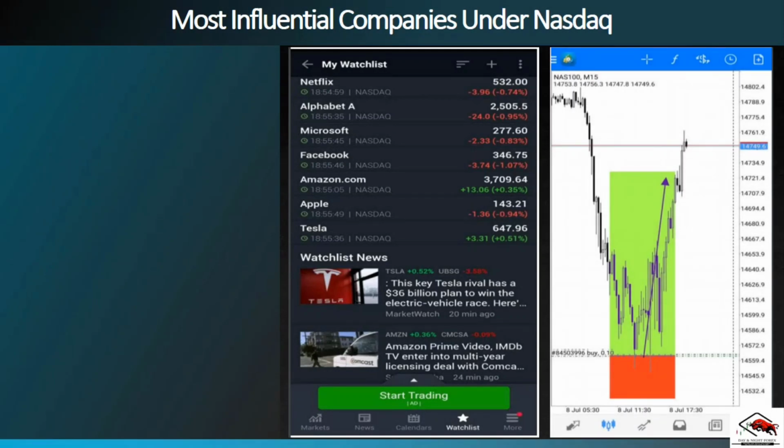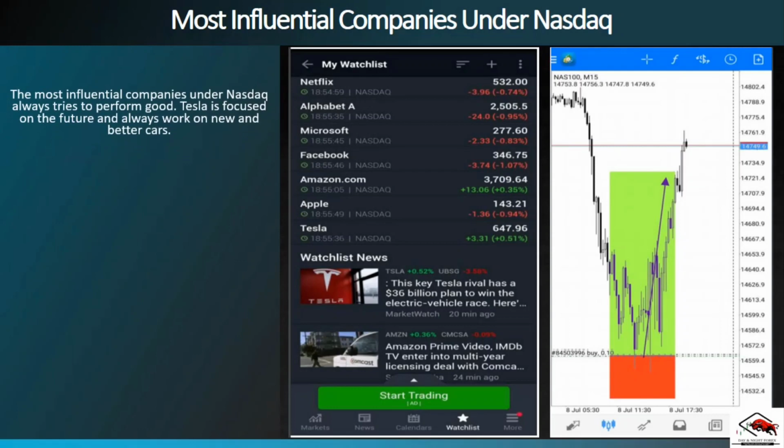Some of the most influential companies under the Nasdaq always try to perform well, right? They always try to be on the positive side, which is obviously the main reason behind Nasdaq always being on an uptrend most of the time. For example, Tesla has this focus on the future and is always looking to work on new and better cars to improve the environment, save the world from global warming by using electric cars which charge from solar panels, right? So renewable energy sources.